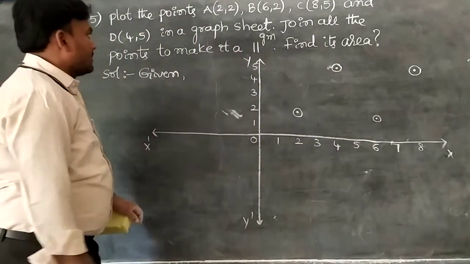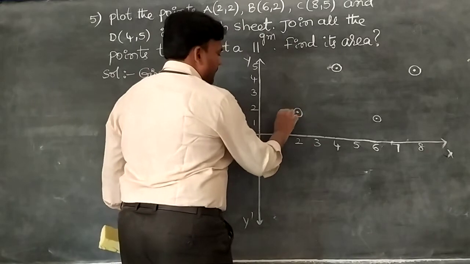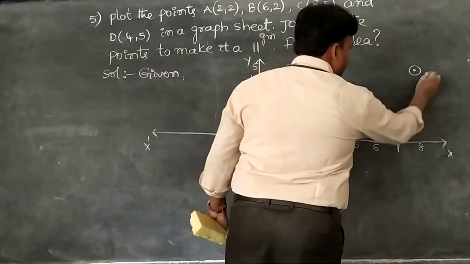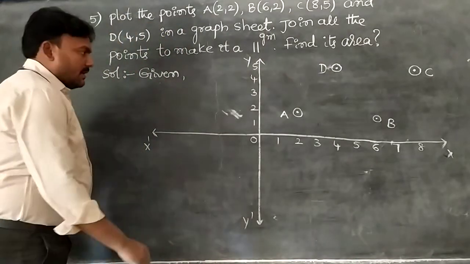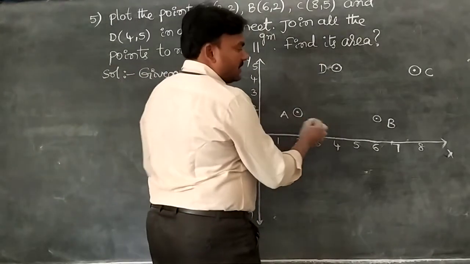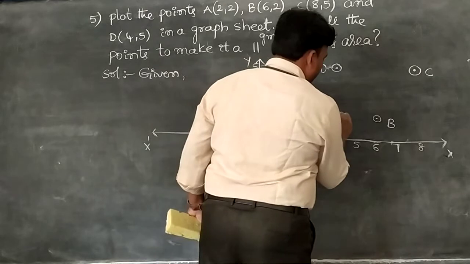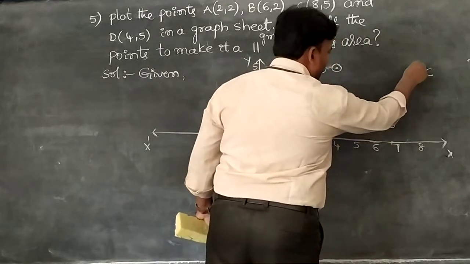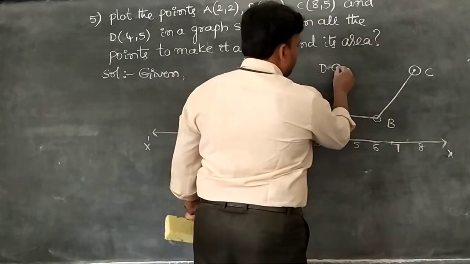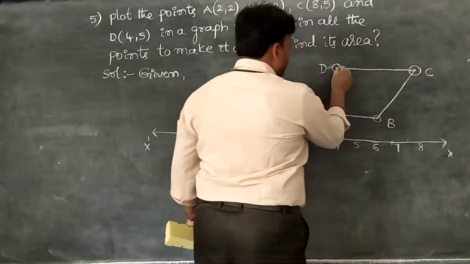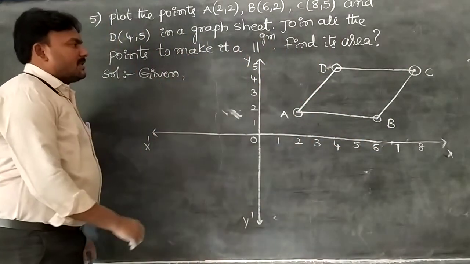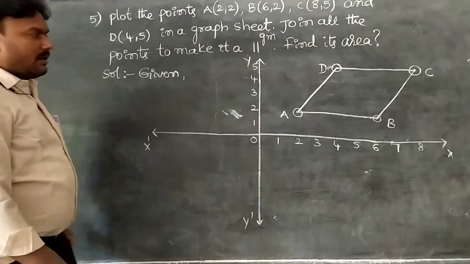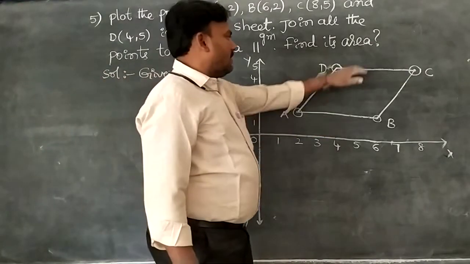Okay, students, first one A, this is B and also C and also D. Okay, clear, I thought? Right. Join them first of all by using a scale: AB, BC, CD and also DA. Okay, so ABCD is a parallelogram. Parallelogram means opposite sides are equal.